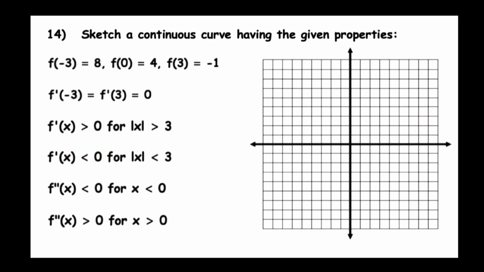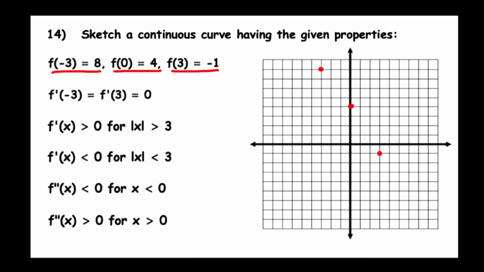All right, this is the last one, and man, we're going out with a bang, it looks like. Again, sketch a continuous curve having all these properties. Let's start with the easy part first. Again, you're going to go through the point -3, 8. 0, 4. And 3, -1. Okay, so far so good.